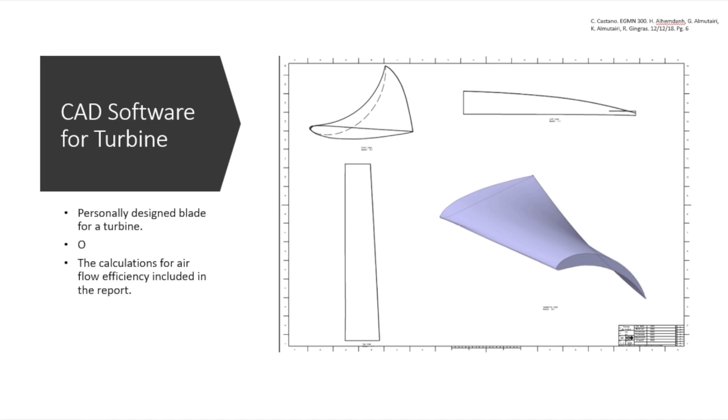Through computer-aided design software, we created our own turbine blade, which we proved statistically to be incredibly efficient for producing a renewable source of energy by converting the wind into electricity.